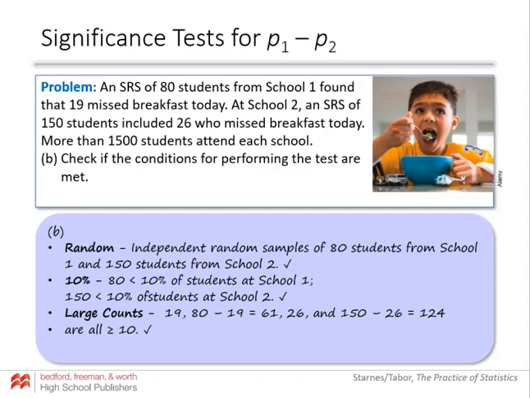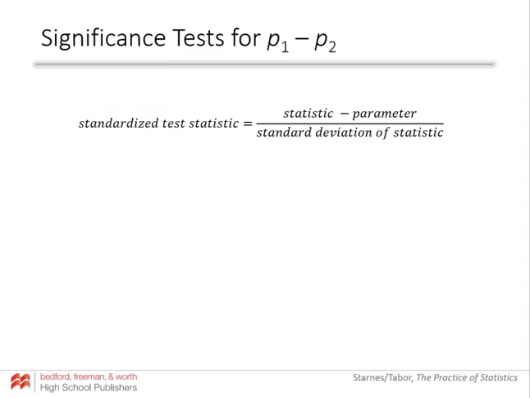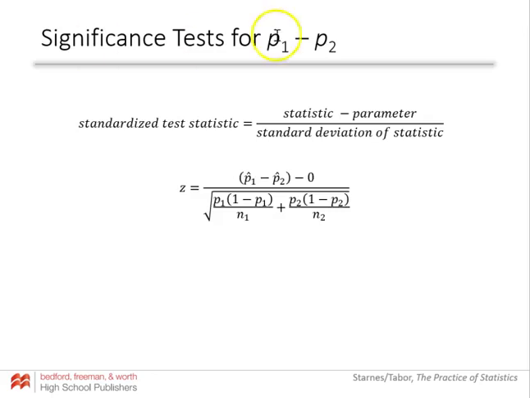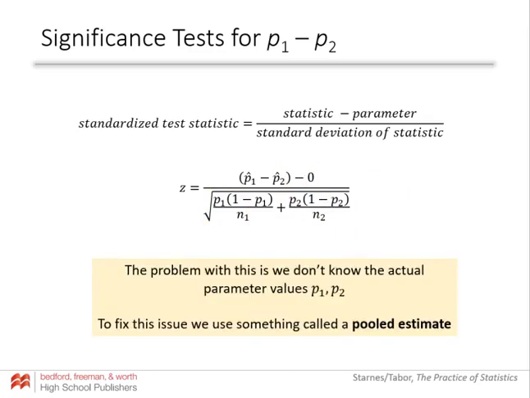So when we get to the do part, just like our significance test last chapter, we need that standardized test statistic, and because we're dealing with proportions, that's going to be a z. The issue with this formula, though, if you look down there, is that we have p̂1 and p̂2, which we know because we have sample data, but then we have p1 and p2, which are population proportions, which we don't know.